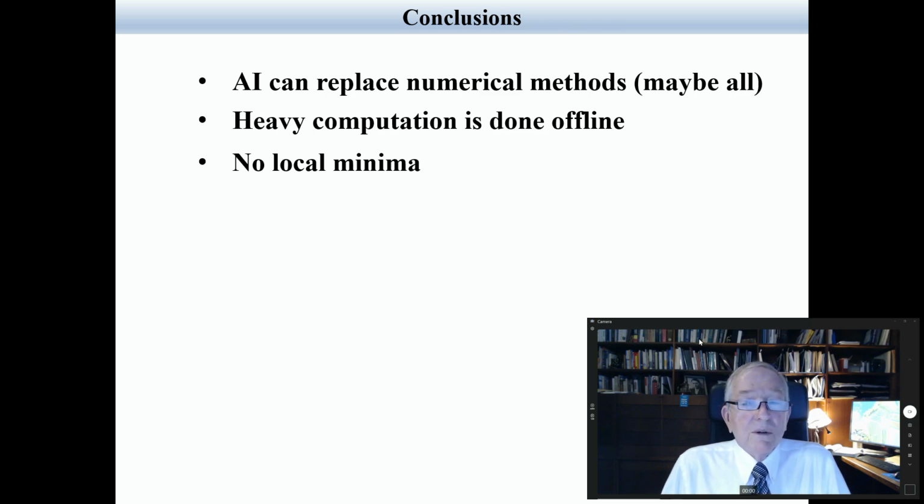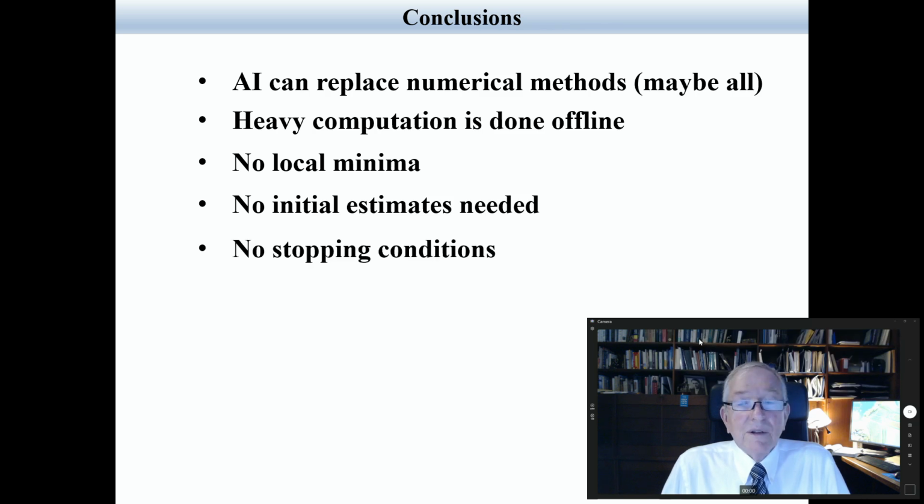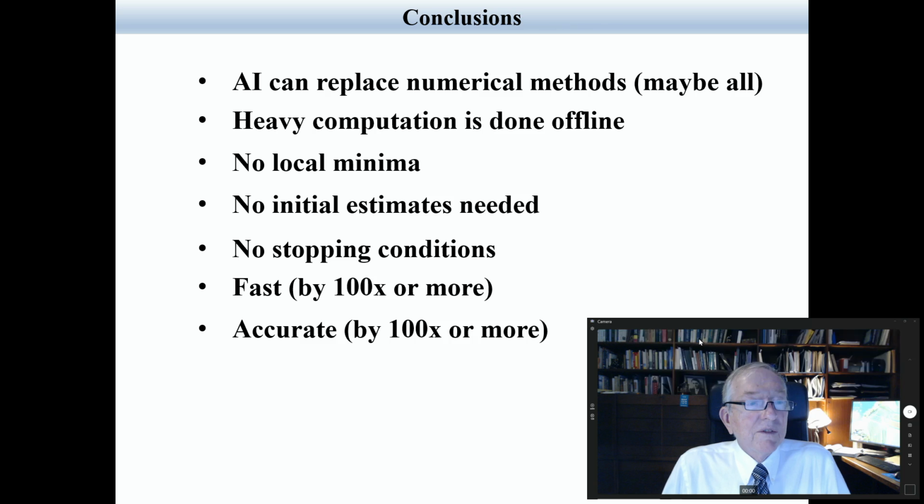There aren't any local minima. That's not part of the aspect of this method. There are no initial estimates. That's not part of this either. You don't need that stuff. And you don't have to worry about stopping. There's no stopping conditions either. And it's faster. It's like 100 times as fast or more, probably more. I'm trying to be conservative there.